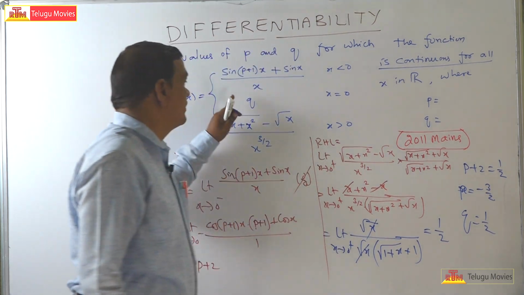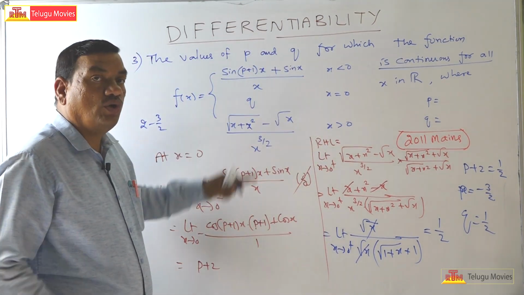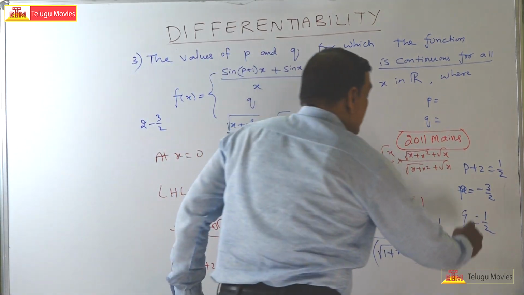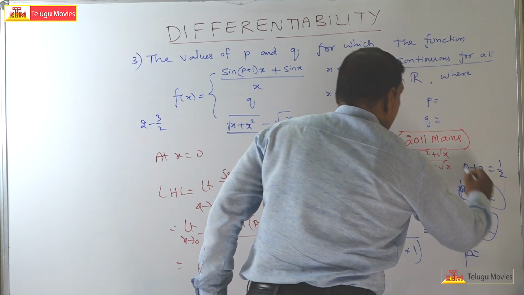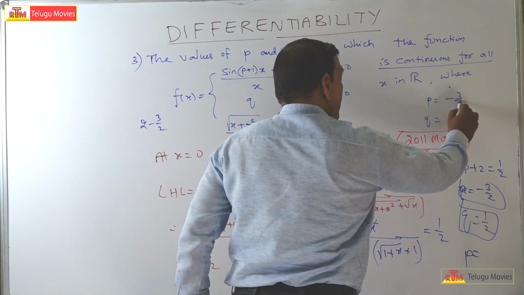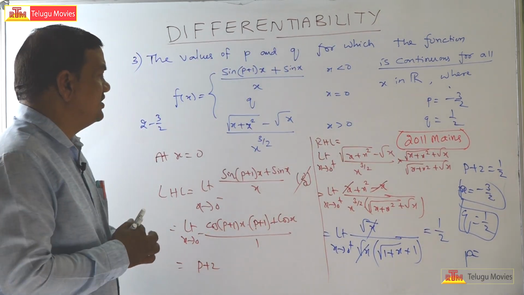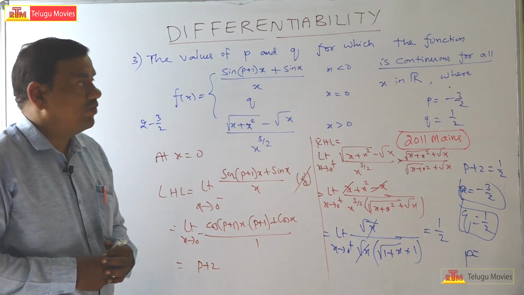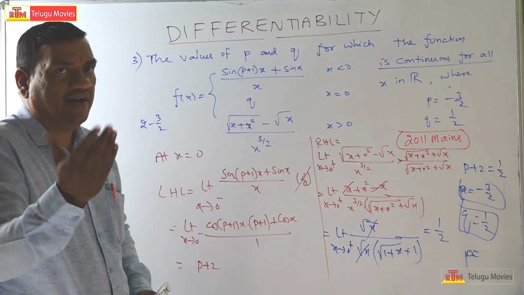Why? Because see here at x is equal to 0, f of x value is equal to q, no? So, that is why the limit value is also equal, which is 1 by 2. So, p value is minus 3 by 2, q value is 1 by 2. Very nice problem, very easy problem this is. There is no difficulty in this problem. So, I hope that you understand this solution. So, let us go for the next problem.